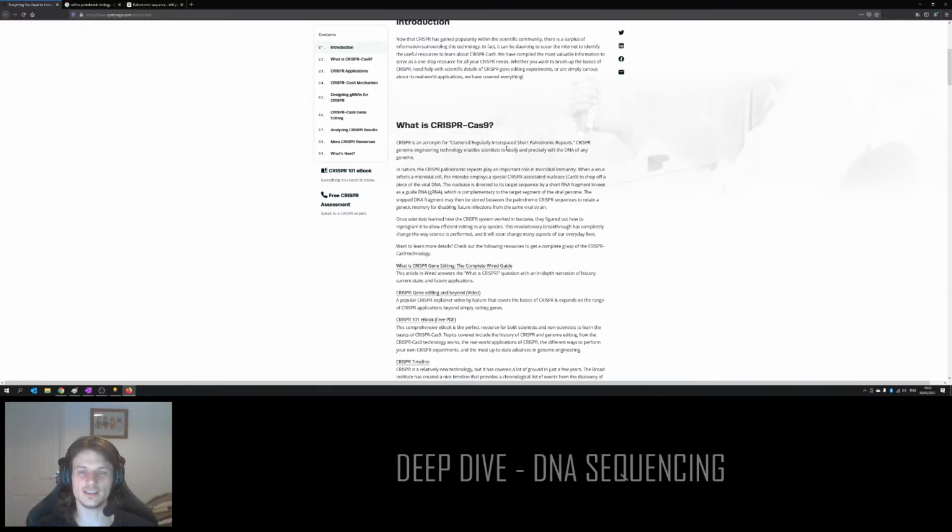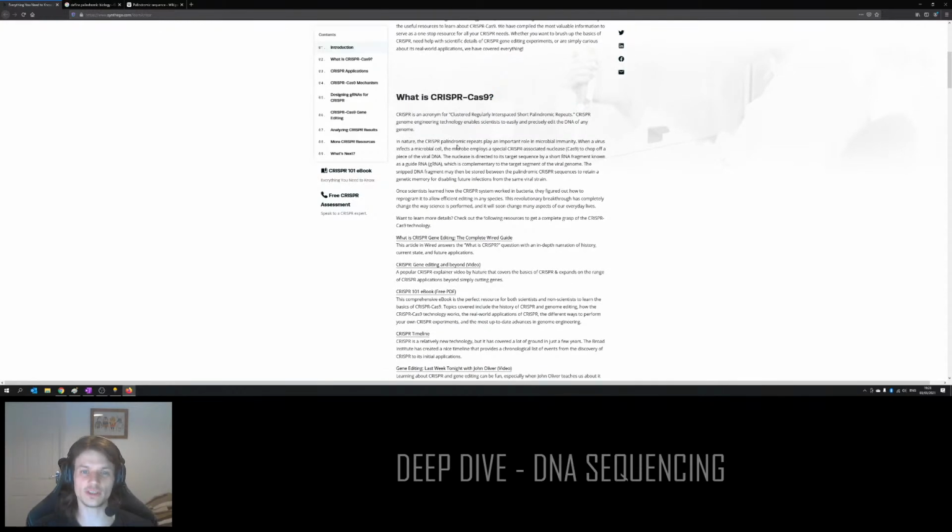Clustered regularly interspaced short palindromic repeats. CRISPR genome engineering technology enables scientists to easily and precisely edit the DNA of any genome. That's precisely what I want. I'm looking at the right thing. That's a good start. In nature, the CRISPR palindromic repeats play an important role in microbial immunity.